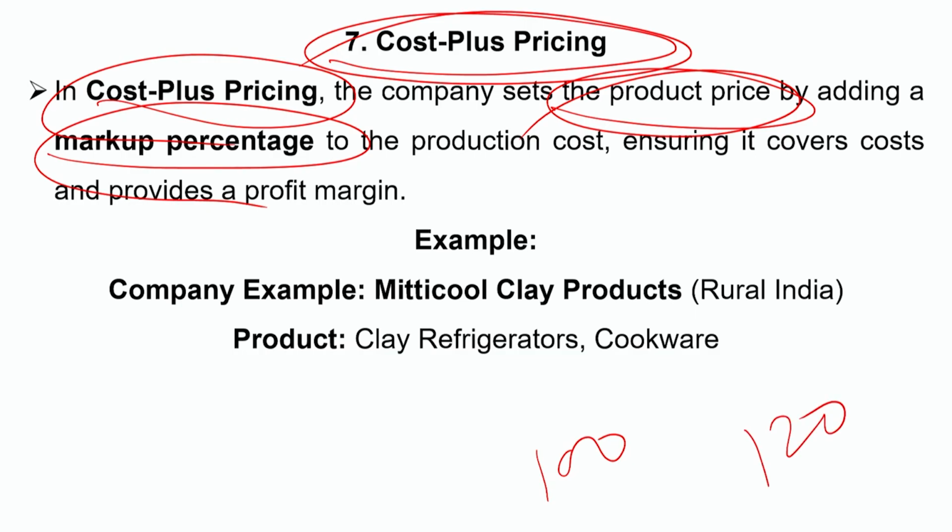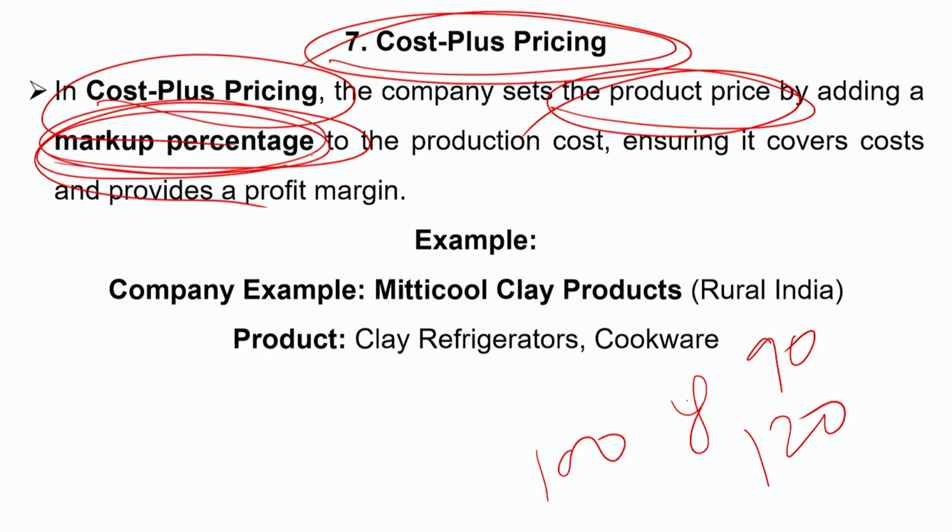So when you sell your product at the price of 120, what are you getting? You are getting a profit of 20 rupees. Okay, if you are selling this product at 90, you are getting, you can say, a loss of 10 rupees. So nobody is going to do that. Okay, so in cost plus pricing, what you are doing?